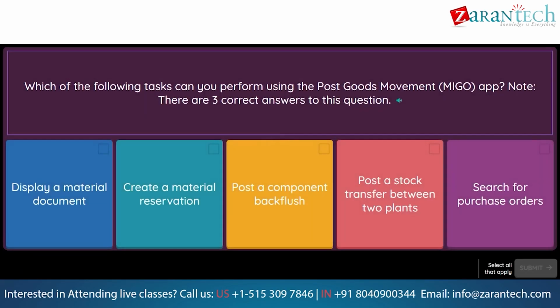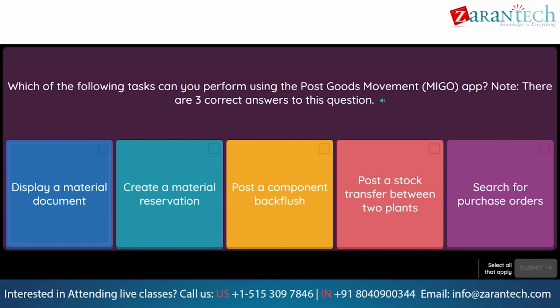Question: which of the following tasks can you perform using the Post Goods Movement (MIGO) app? Note: there are 3 correct answers to this question. Option 1, display a material document. Option 2, create a material reservation. Option 3, post a component backflush.